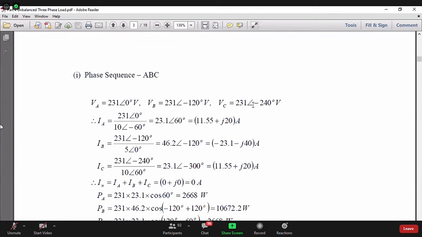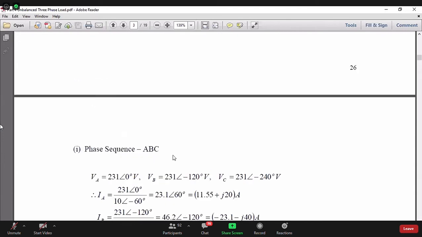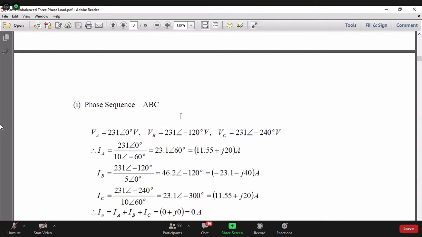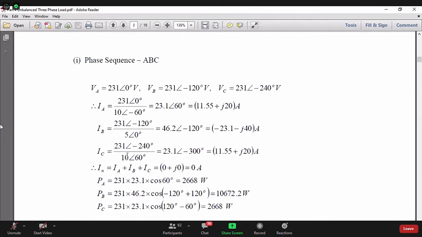As I said, any 3-phase problem solution starts by writing the 3 voltages if you know them. Then what are the 3 phase currents? Straight away phase voltage by phase impedance. Phase impedances are known. It is given in the problem itself, ZA, ZB and ZC. So you take VA by ZA, VB by ZB, VC by ZC. So you get IA, IB, IC. Now you add these 3. Very interesting result you get. It is 0.